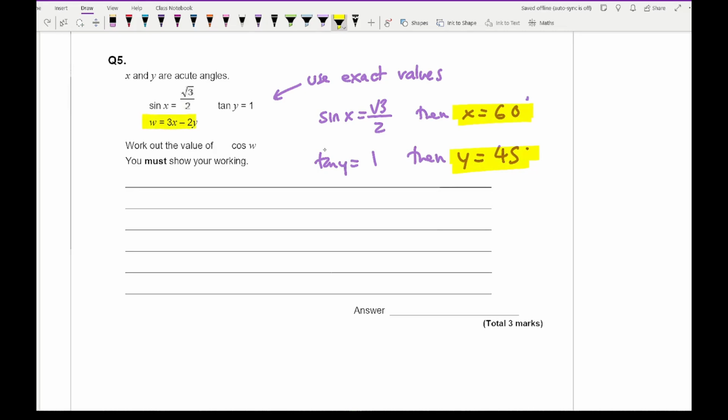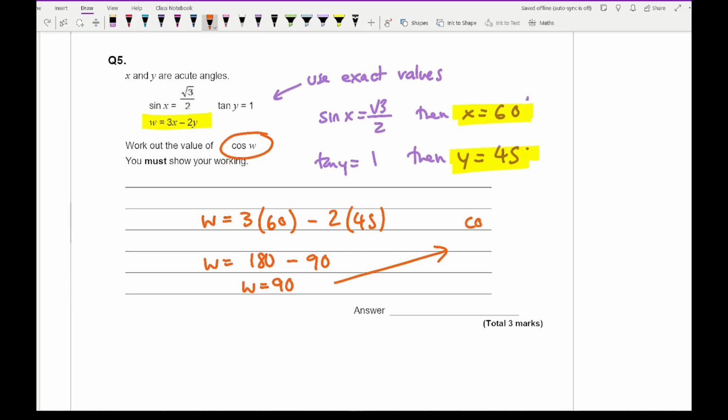So now I've got these two values of x and y. I can now use this expression to work out what w is going to be. So w is going to equal 3 lots of x, which is 3 lots of 60, minus 2 lots of y, which is 45. So then w equals 180 minus 2 lots of 45, which is 90. So therefore w equals 90. And again, I've not finished because the question is asking me to work out cos w. So therefore cos 90, and again using your exact values of trig or the trig graph, whichever you prefer to use, is going to be equal to 0. So the answer then is 0.